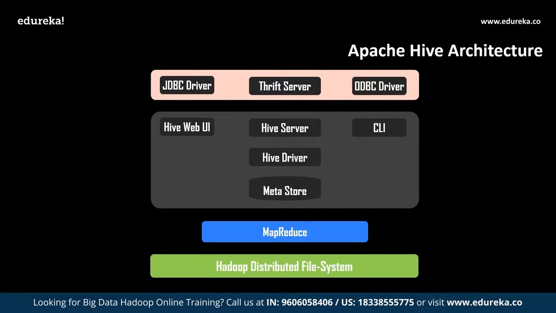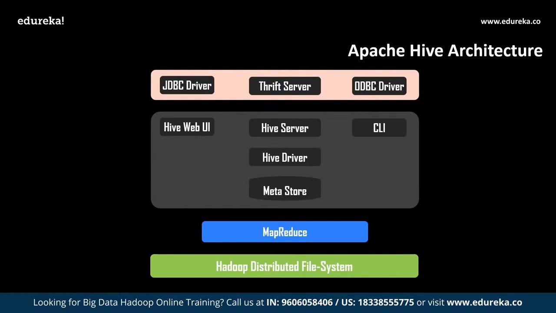Followed by that, the Hive Metastore. It is a central repository that stores all the structured information of various tables and partitions in the warehouse. It also includes metadata of column and its type information, the serializers and deserializers, which is used to read and write data, and the corresponding HDFS files where the data is stored. Followed by that, the Hive server. It is referred to as Apache Thrift Server. It accepts the requests from different clients and provides to the Hive driver.